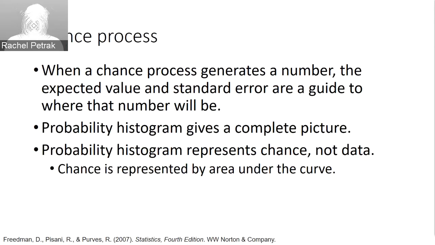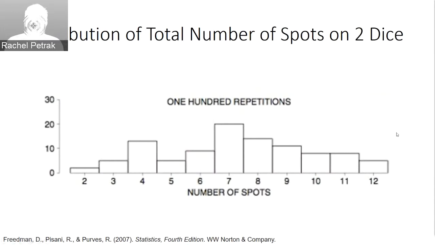So back in the beginning of the course, we made a lot of histograms. They represented actual data, not just probabilities expected. And this is a really crucial piece that we're going to carry through this section, this unit, and our next unit, this idea of chance under the curve. The chance is represented by area under the curve. So let's look at a distribution of spots. Let's see this in action.